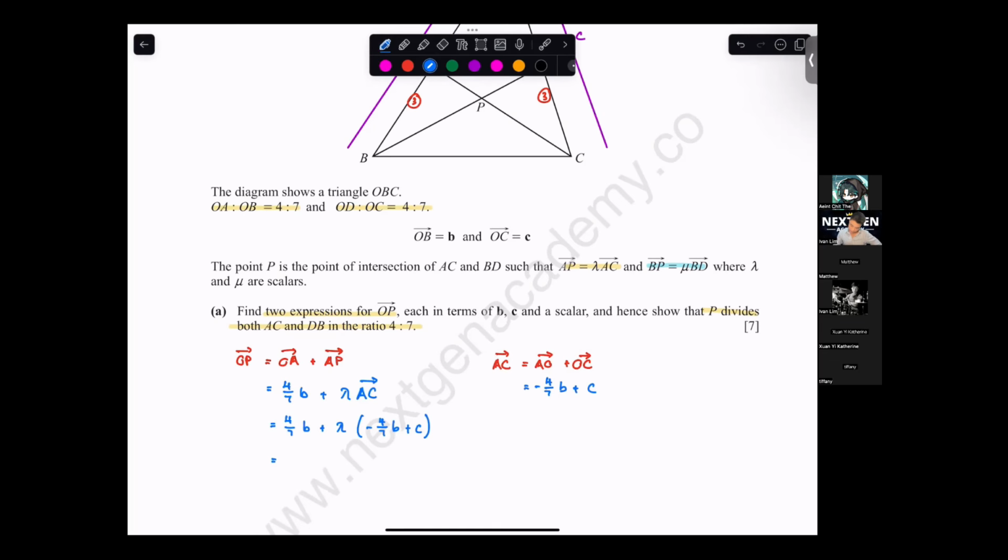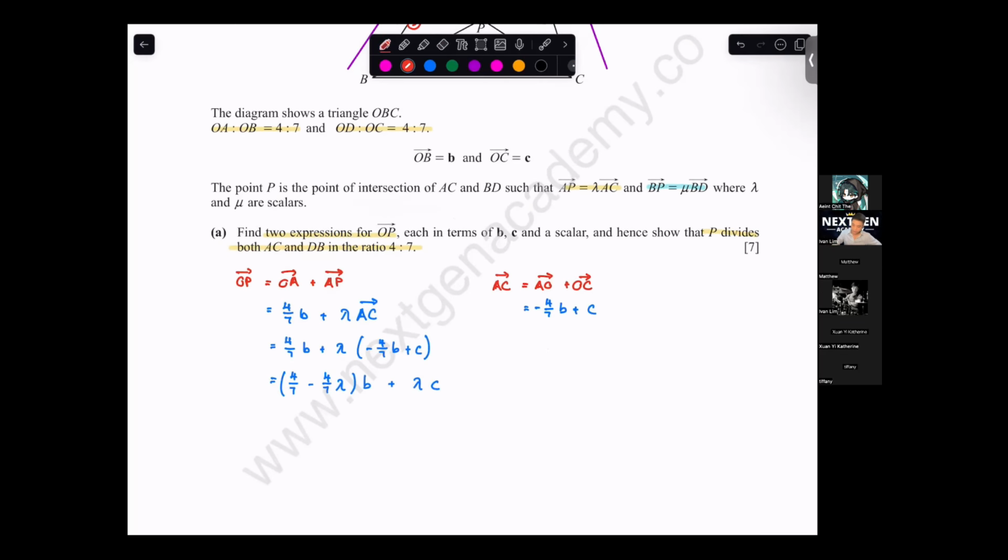Okay, we leave it like this first. Or maybe what we can do, you put the B's together. 4 over 7 minus 4 over 7 lambda B plus lambda C. Okay, this is how I will write it first. 4 over 7 minus 4 over 7 lambda B plus lambda C.